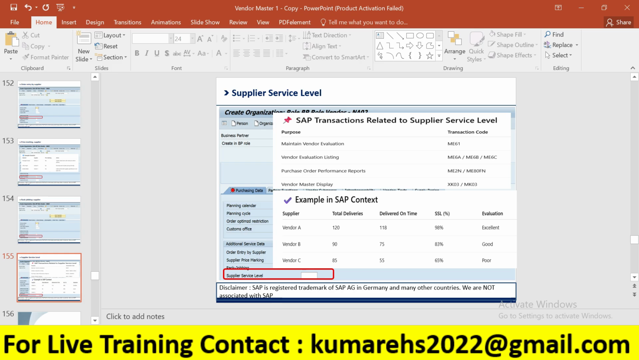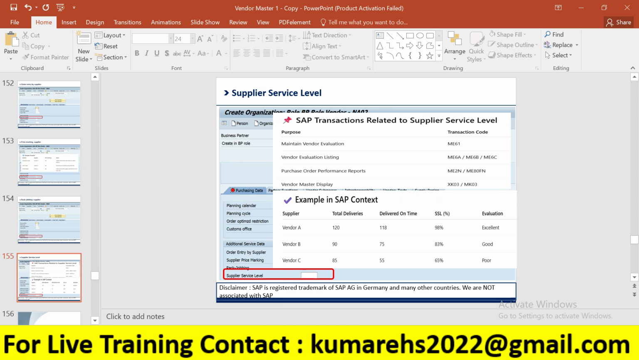The typical formula: supplier service level percentage equals the number of POs delivered on time and in full, divided by total POs, multiplied by 100. So for example, if 95 out of 100 orders were delivered on time, the supplier service level is 95%.